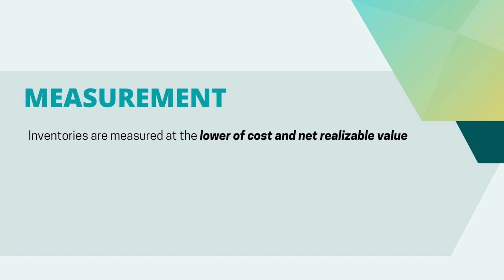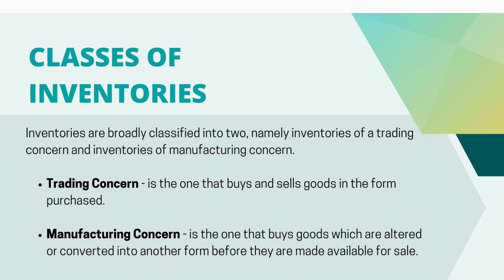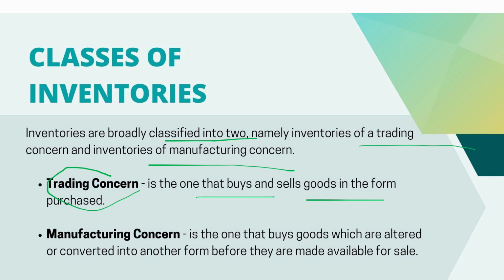Next, what is the measurement? Inventories are measured at the lower of cost and net realizable value. So what are the classes of inventories? Inventories are broadly classified into two, namely inventories of a trading concern and inventories of a manufacturing concern. So simply, kapag trading concern is the one that buys and sells goods in the form of purchase. So you will not change, no? So when you buy that goods, bebenta mo lang siya as is.